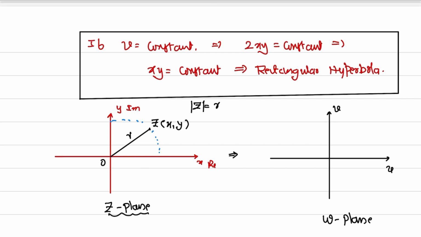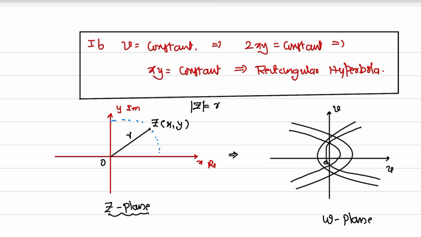Then it represents a parabola. This is O. It represents a rectangular hyperbola, not parabola. Sorry. Rectangular hyperbola.